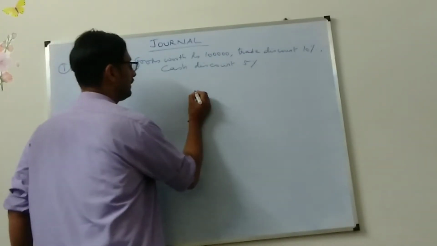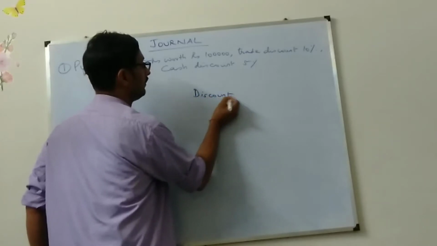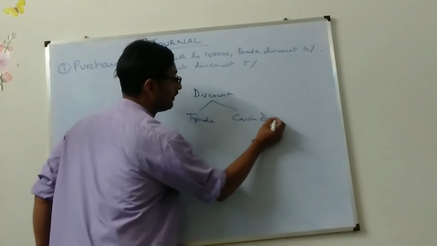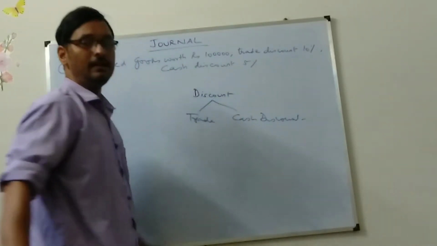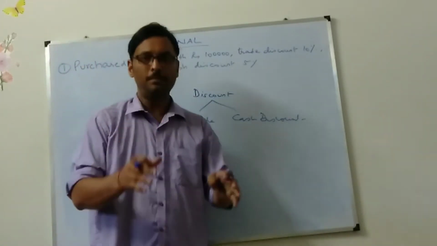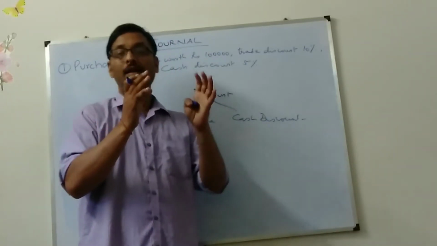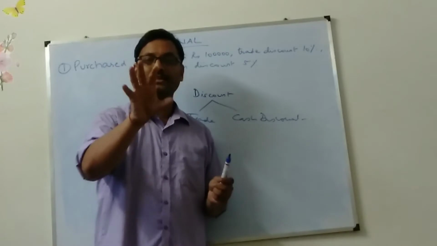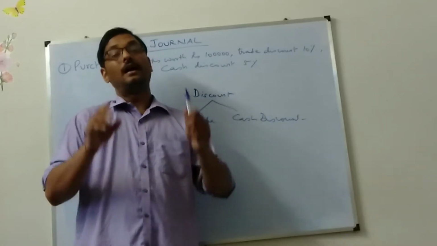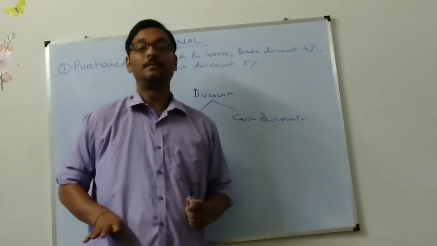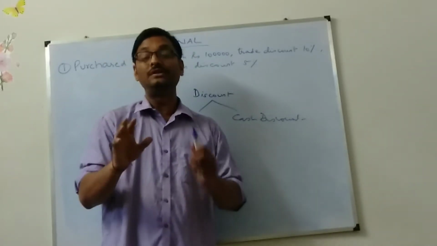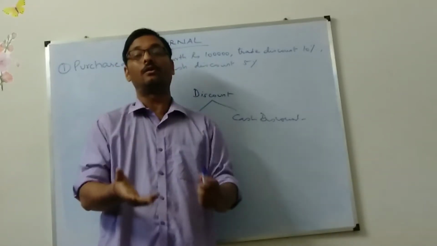So discounts are of two types: trade discount and cash discount. You need to understand this thing very carefully. Trade discount means what? You have gone to the shop. Over there, the shopkeeper told you this is the price, 1 lakh is the price for everyone. I am giving it to you for 90,000. Don't tell anyone. So he has already given you a 10,000 discount. That 10,000 discount which he has already given you is the trade discount.